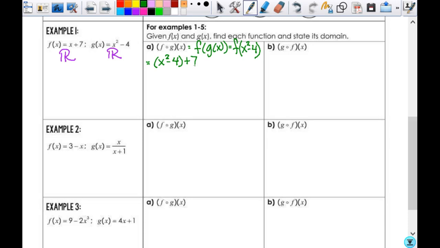What happened to the x in the f of x? Just like if I'm going to evaluate f of 4, f of x equals whatever, right? Well, let's just say this: f of x equals x plus 7. But I want to find f of 4, and then I substitute in the 4, right?